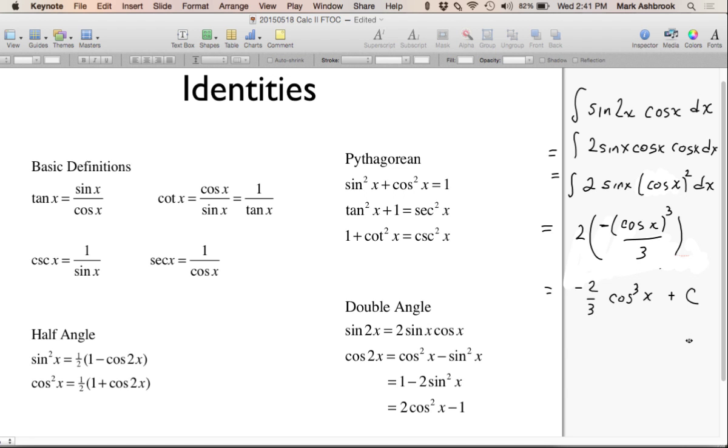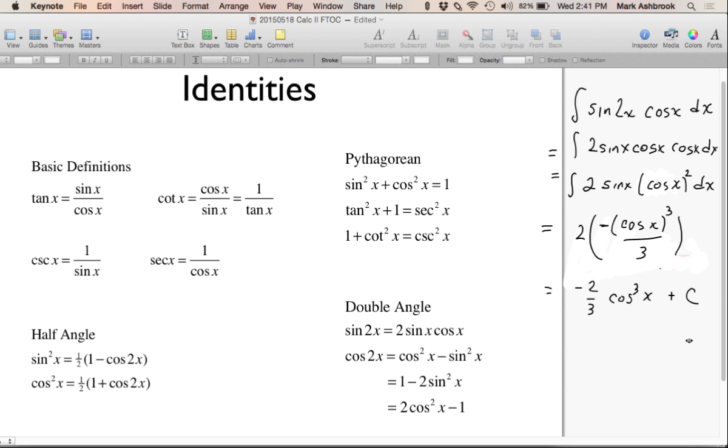This is undoing the chain rule. Antiderivative, done. Okay, let me interrupt you. Any questions on the first one before I go to the second one?